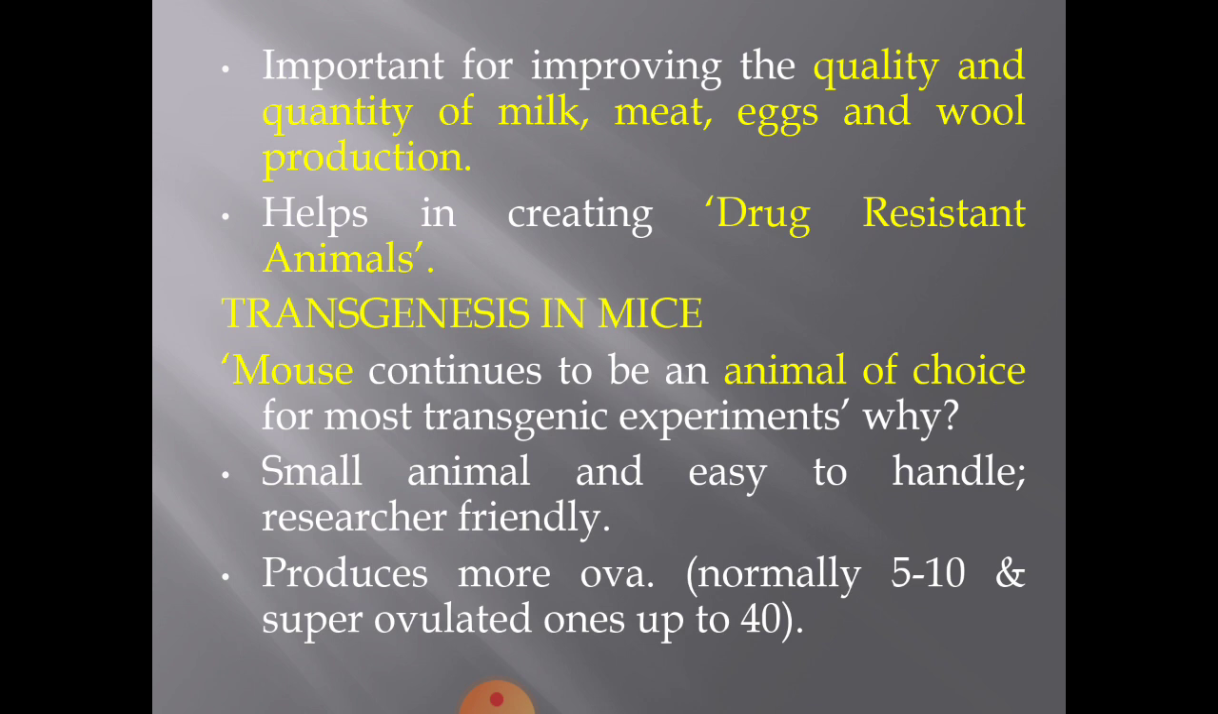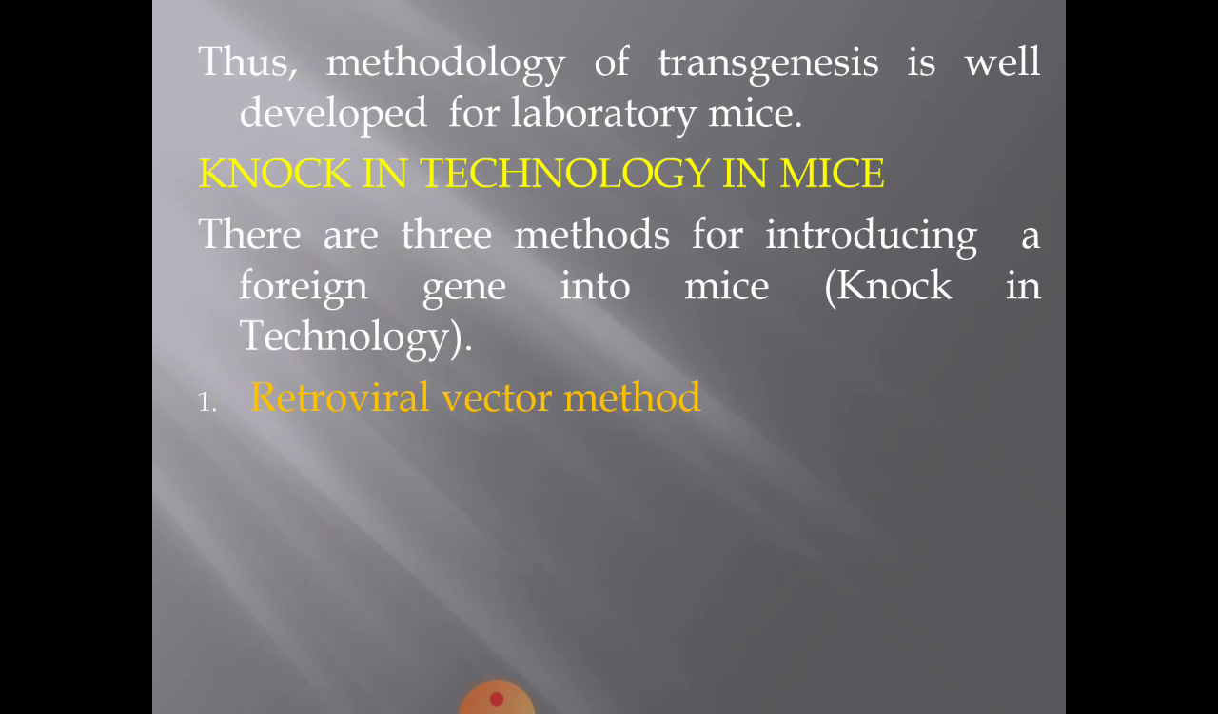Right. On the other hand, if you make them superovulate, okay, it is possible. I will tell you how they can be made to undergo superovulation. If you make them superovulate, they can produce as many as 40 ova. Okay. This is again the reason why they happen to be the animal of choice. Thus, the methodology of transgenesis is well developed and standardized for laboratory mice and rodents.